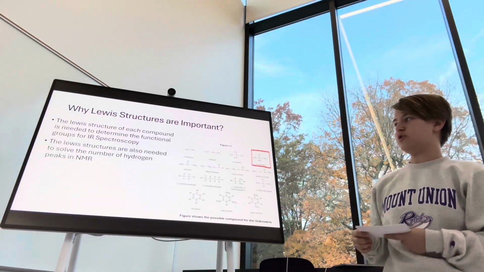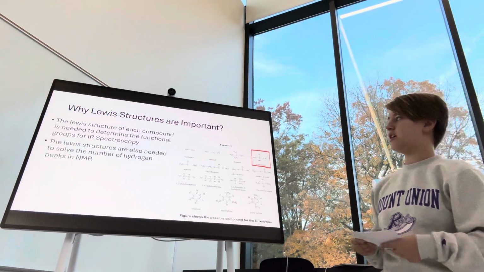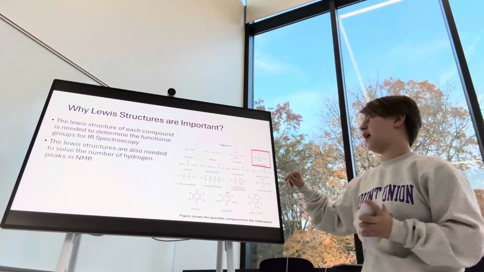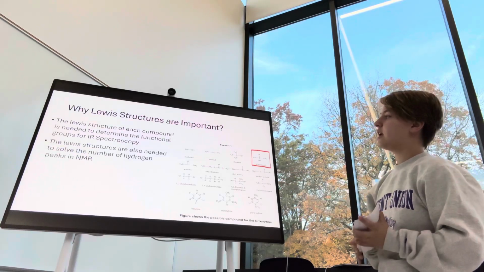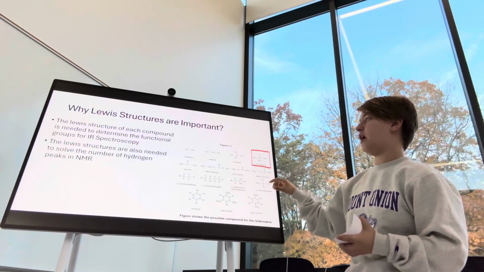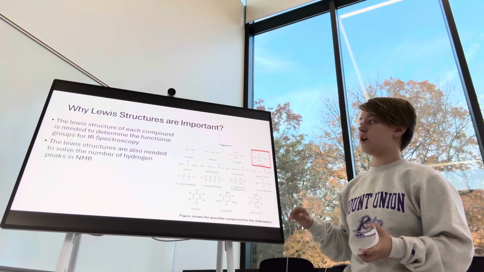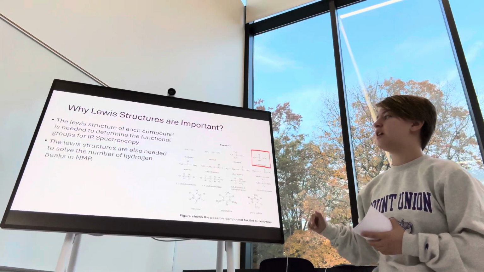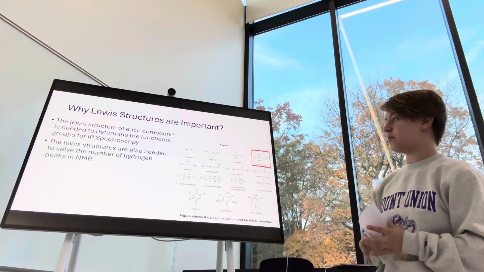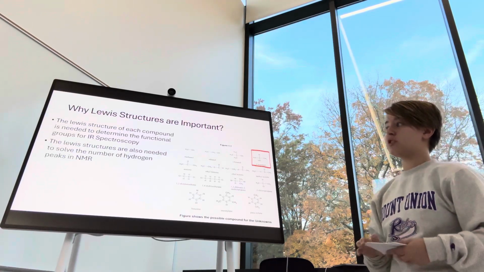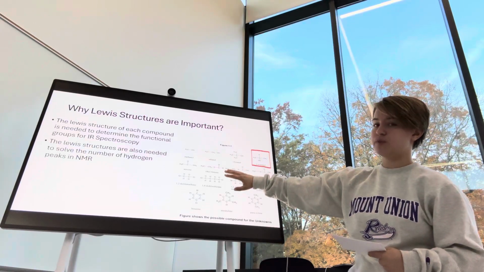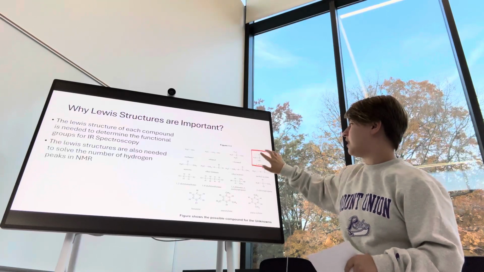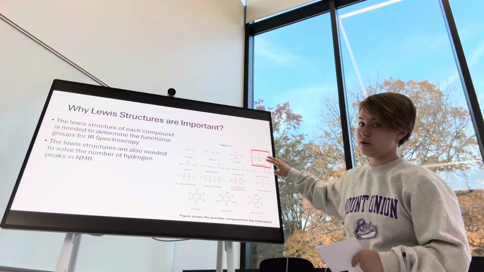So why are Lewis structures important for this experiment? Figure 1.1 shows a bunch of different compounds and their Lewis structures. These are important because each compound will help you find the functional group for IR spectroscopy that needs to be implemented into a table that will help you determine what type of compound your unknown is. Lewis structures are also needed to solve the number of hydrogen peaks in NMR. And this one circled right here is the structure of 2-propanol.